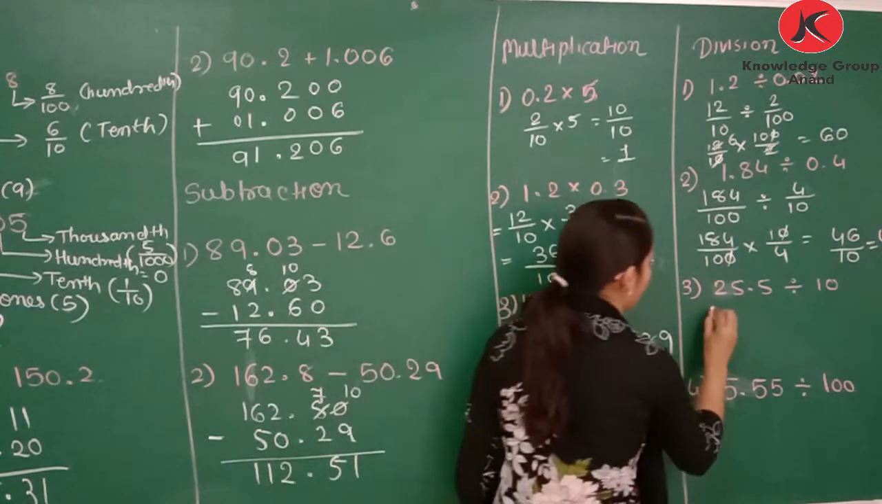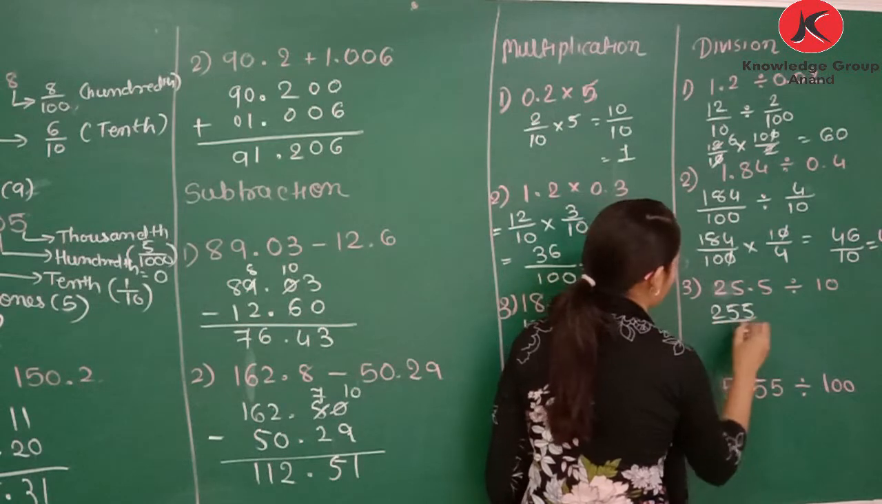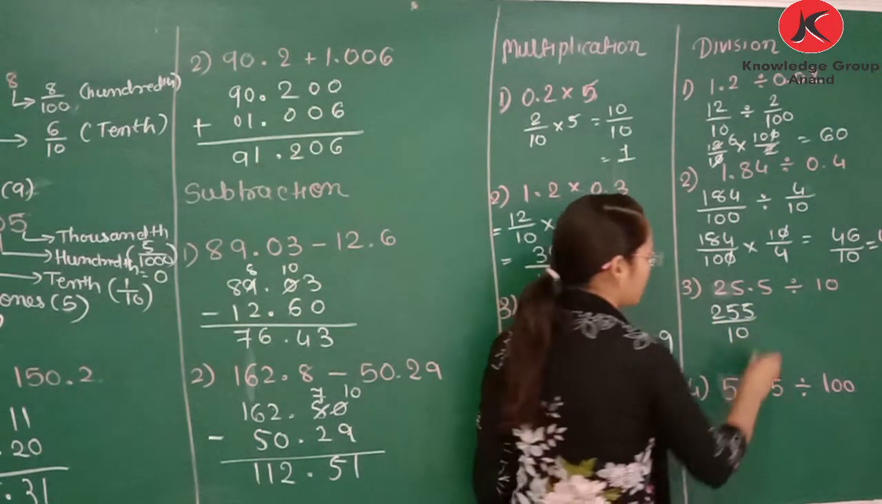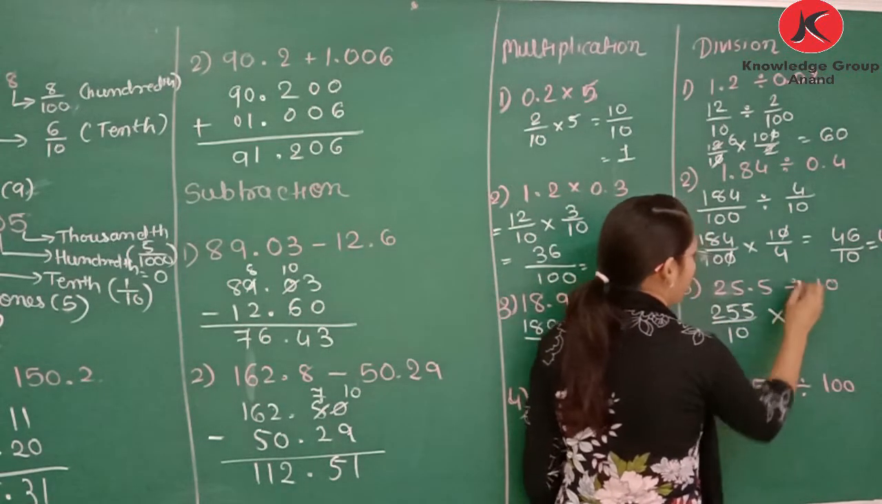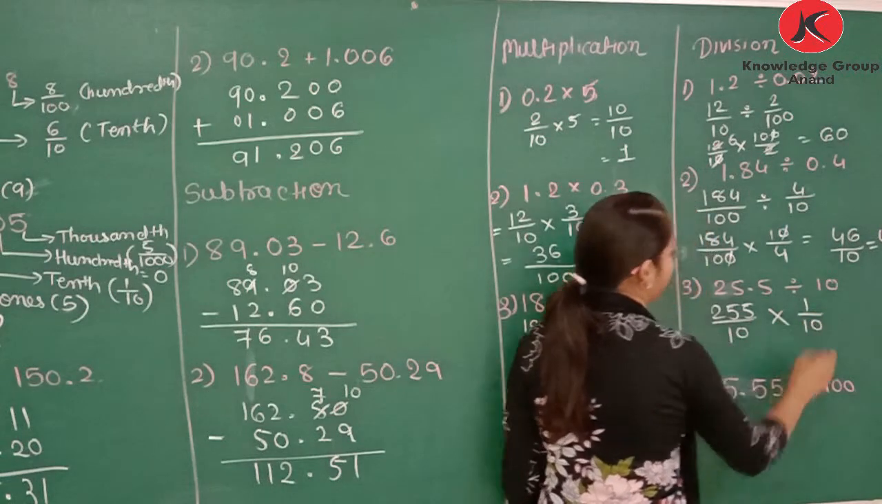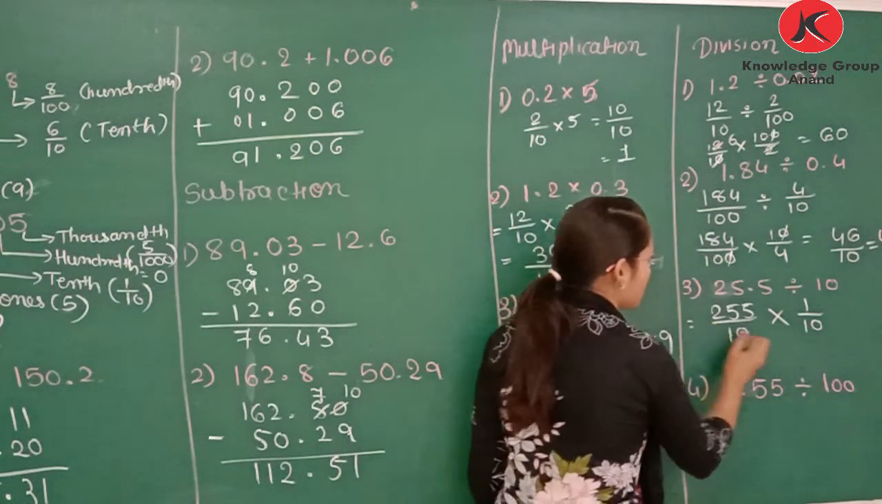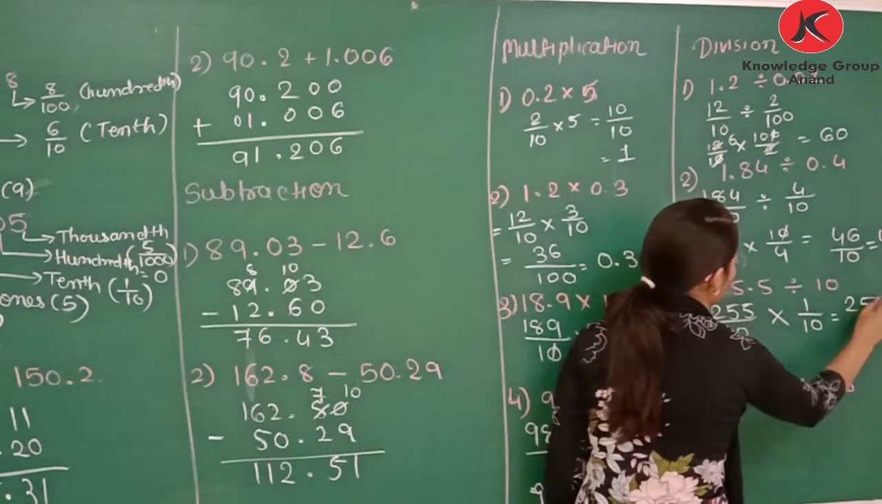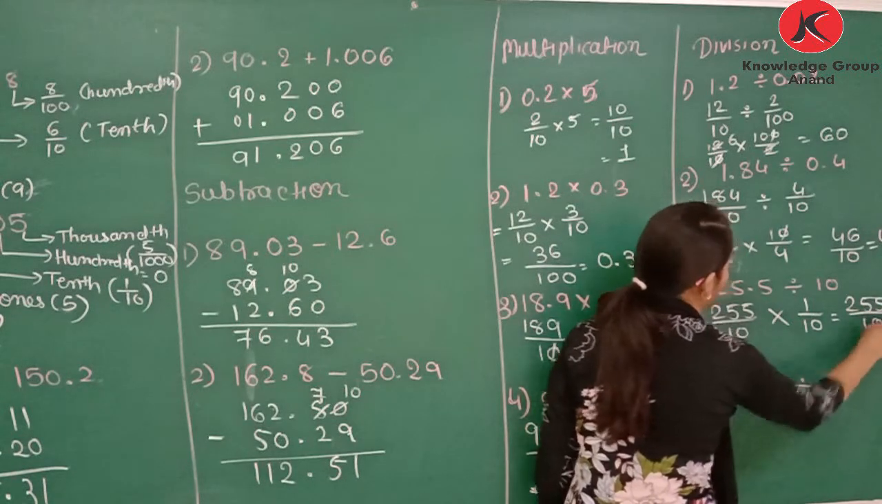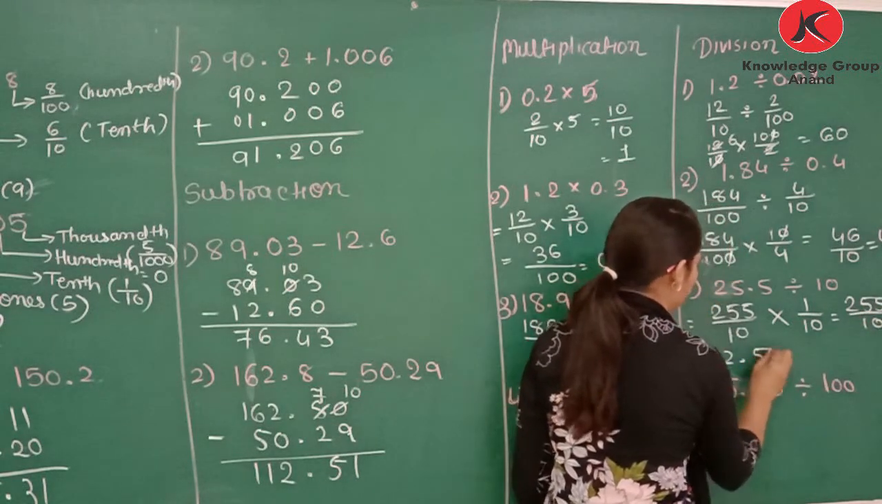25.5 can be written as 255 divided 10. Division becomes multiplication. 10 will be 1 by 10. Now you can see 2 0 in a denominator. So it is 255 by 100. So it is 2.55.